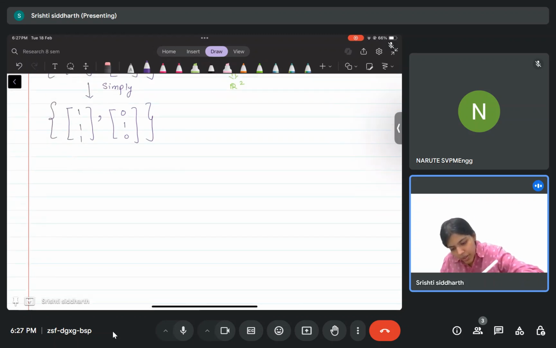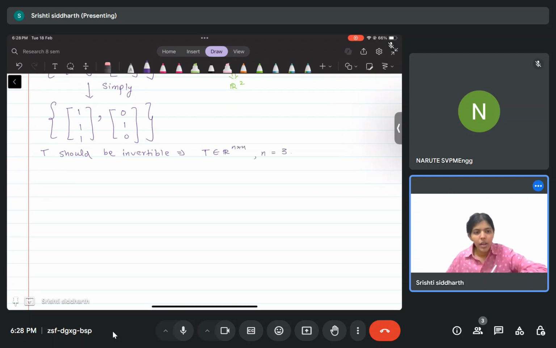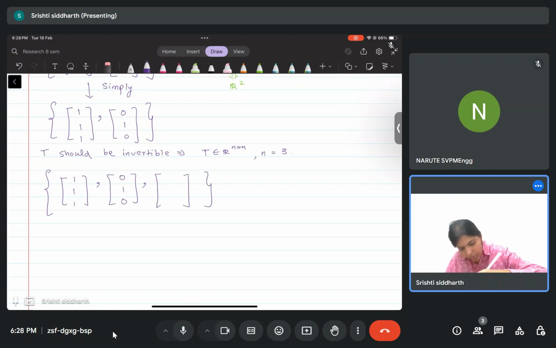Since we want the transformation matrix P, it should be invertible, which implies that it should be an n by n matrix, where n equals 3. So now we have to select a third vector, which is linearly independent from these two. So we can just select a basis vector for R3, that is 0, 0, 1. Or maybe let's say 1, 0, 0.